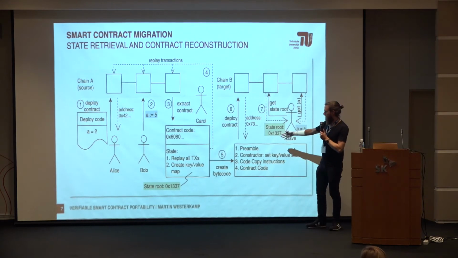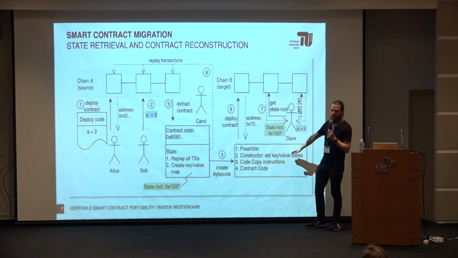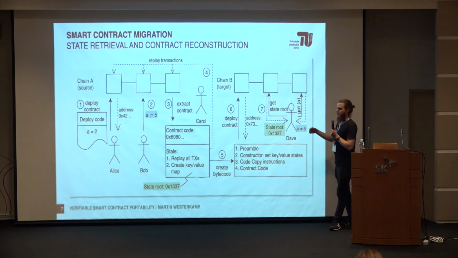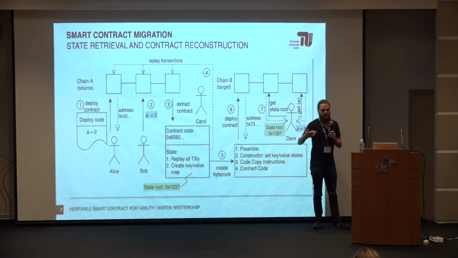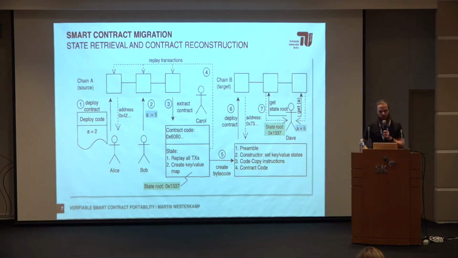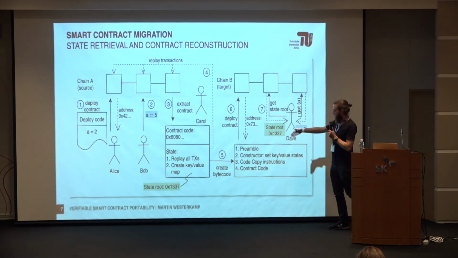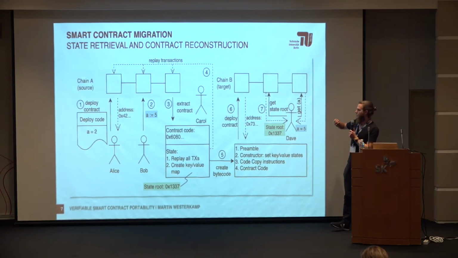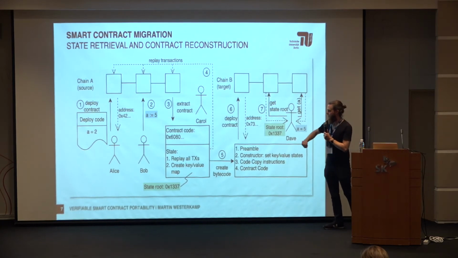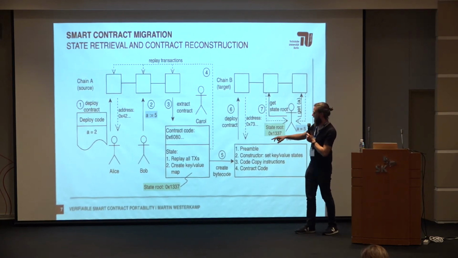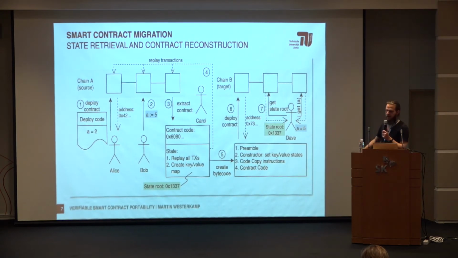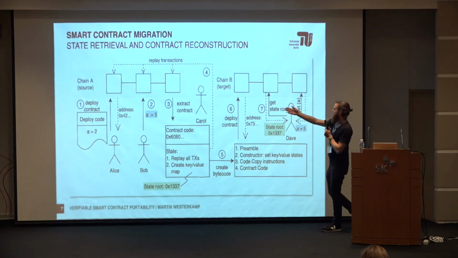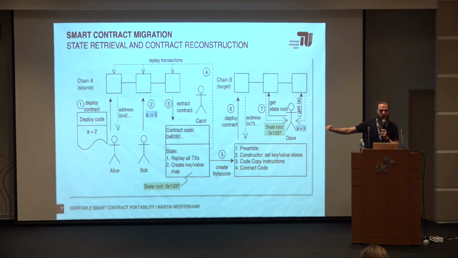And as explained before, in the beginning we have the preamble, and then in the constructor, instead of the original constructor of that smart contract, we now set the current state, and so we just have those push and store bytecode operations here. And afterwards, we have those code copy instructions and the contract code. This entire bytecode is then deployed to the target chain and can be validated by everyone afterwards. Like Dave here, he can now check the state root, and on both contracts it is 1337. And he can also just use the contract as he would use it on chain A, and can observe by using the getter function that a now is 5.